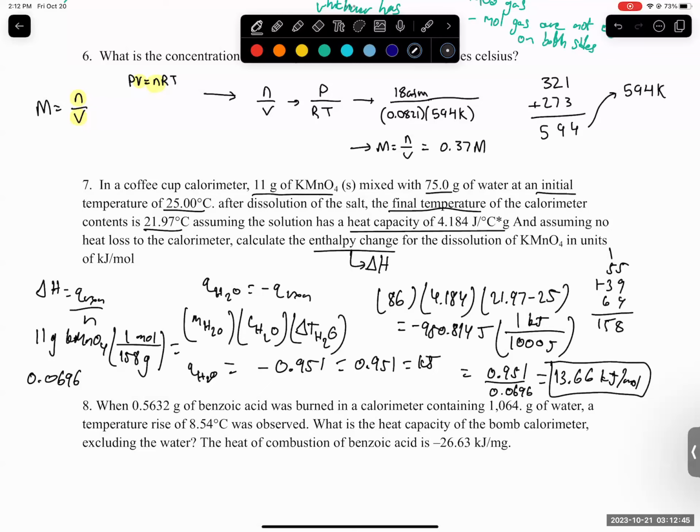Yeah, you still do the same thing. It's the same process, except you use the solution instead of just the water. Nothing else changes. When it says solution, basically, Q of solution equals Q of reaction. So yeah, it's not Q of the water, it's Q of the solution, which really is the same thing, but.